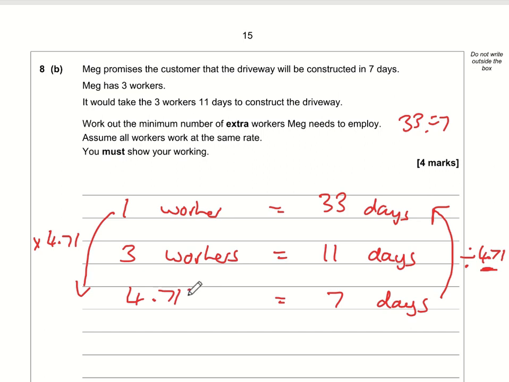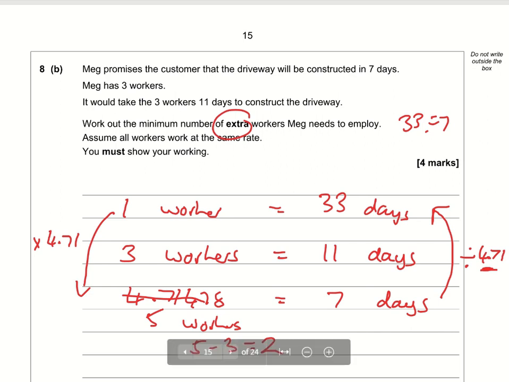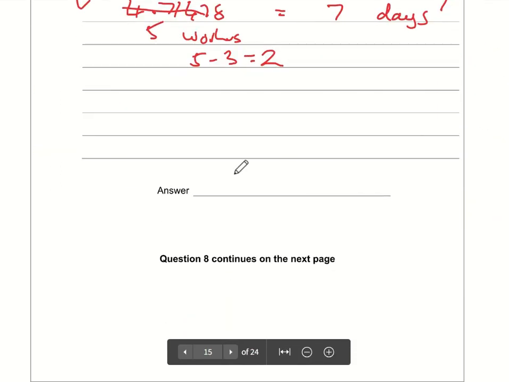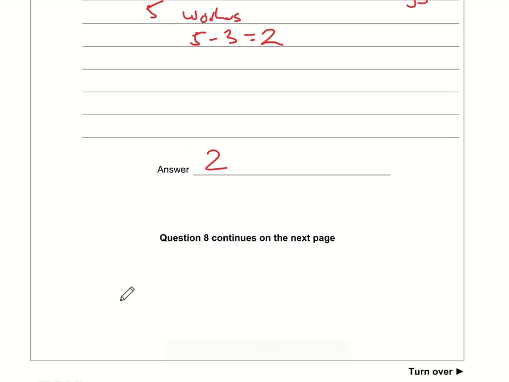It's 4.71428, but it doesn't really matter because it's a decimal, and obviously for the number of workers it has to be a whole number. 4 workers would not be quick enough, so we're going to have to round that up to 5 workers. So she would need 5 workers, so the number of extra workers, well, if she's got 3 already, that's simply 5 take away 3, which is 2 additional workers. So the answer is 2.